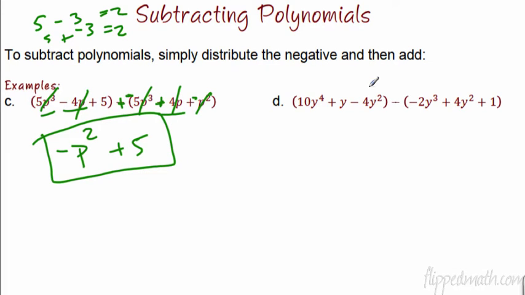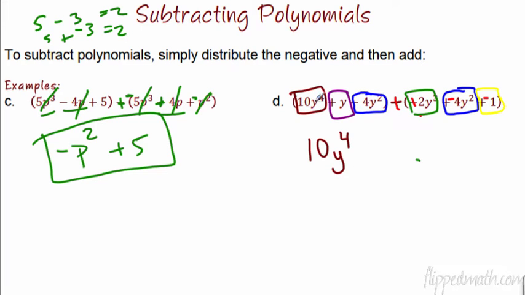Why don't you pause the video and try D by yourself? Go! See how you did here? I wrote the first term, 10y to the fourth. I changed the minus to a plus and changed all the second signs. I then identified by colors which terms are like terms. So then I'm going to go down, 10y to the fourth.